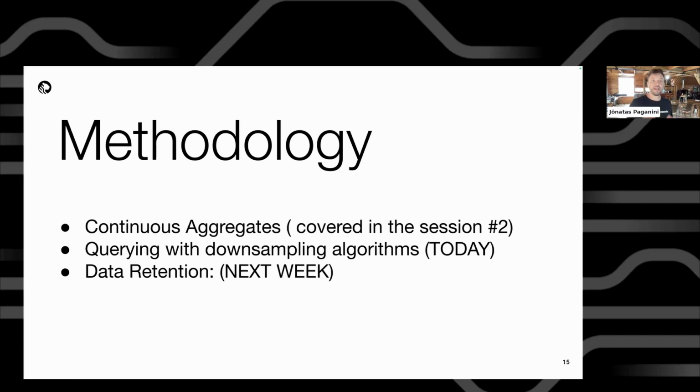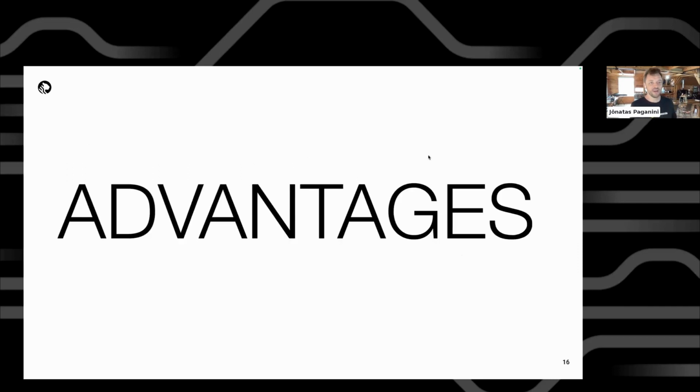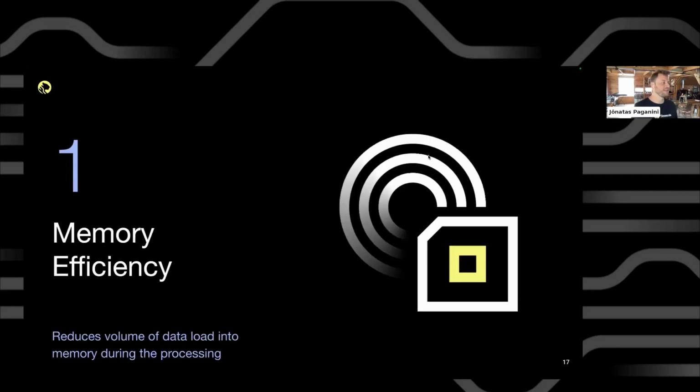But today we are going to talk about algorithms that can go to raw data and still downsample, or can go to summarized data and still downsample it. And next week we are going to talk about data retention. That's another way of downsampling your data. You need to recycle some of it and also remove it somehow, right? So let's just review a few advantages. So first thing is memory efficient.